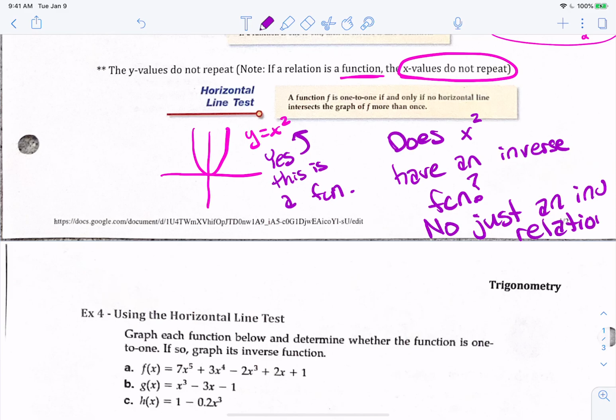Okay? You guys know the difference between relation and function? Everything is a relation. Every equation, everything is related somehow. Everything is a relation. But only things where the x's don't repeat are functions.